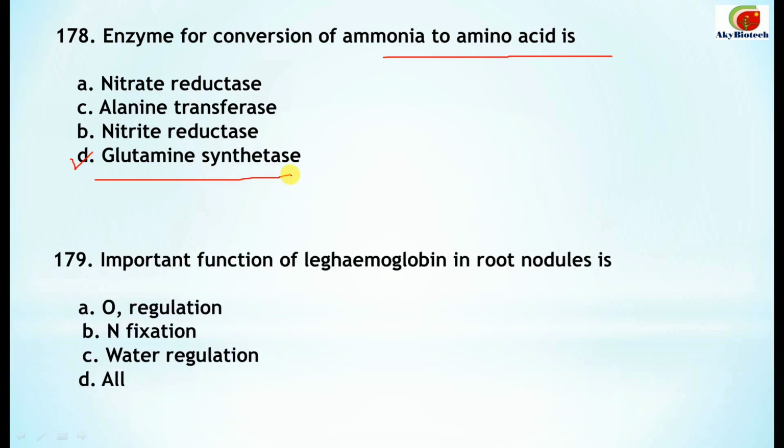Number 179. Important function of leg hemoglobin in root nodules is O2 regulation. This is the function of the leg hemoglobin.